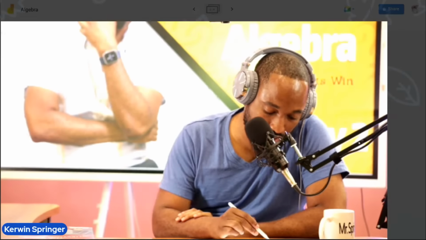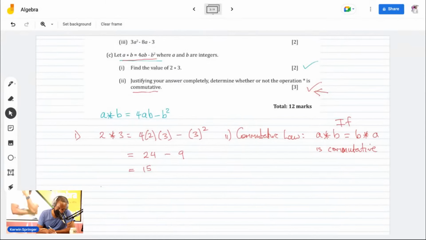So let me switch it around and see what will happen now. If I say 3 star 2, now the A is 3. Instead of the A being 2 like before, the A is 3 and the B is the 2. So I'm switching it around to see if I'll get the same 15, because if I get the same 15, it means it's commutative. And I won't. Most of the times you don't. So 4 by 3 by 2 minus 2 squared.